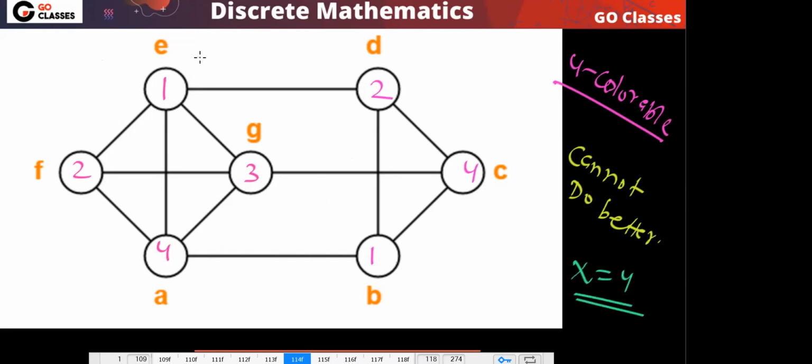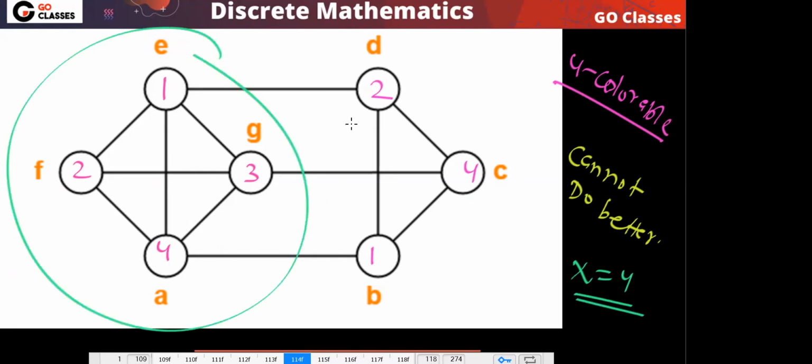You cannot do better because this is already K4. This needs at least 4 colors. Because of this, at least 4 colors you definitely need. So that is the reason the answer will be 4.